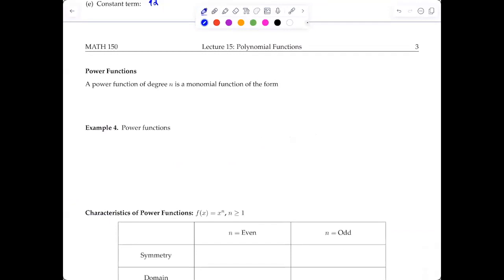For this power function and polynomial functions in general, it's very important when finding something called the derivative of the function, which you're going to learn in calculus 1, but the idea is based on the concept that we're learning right now. So a power function of degree n is a monomial function of the form f of x equal to k times x to the power n.